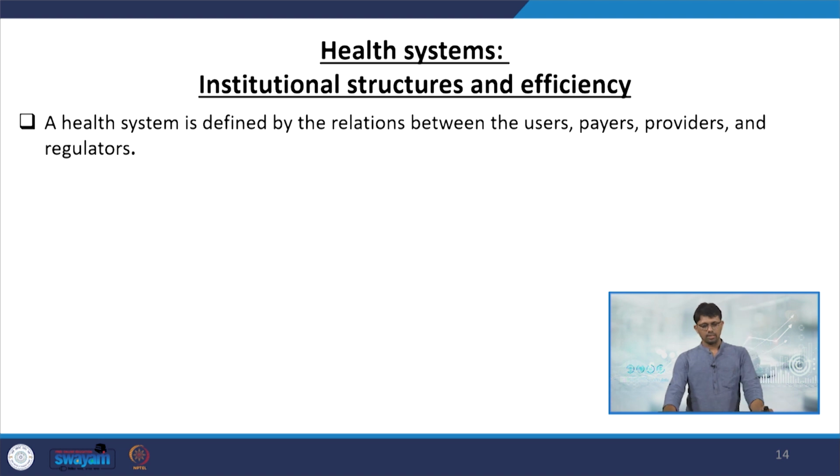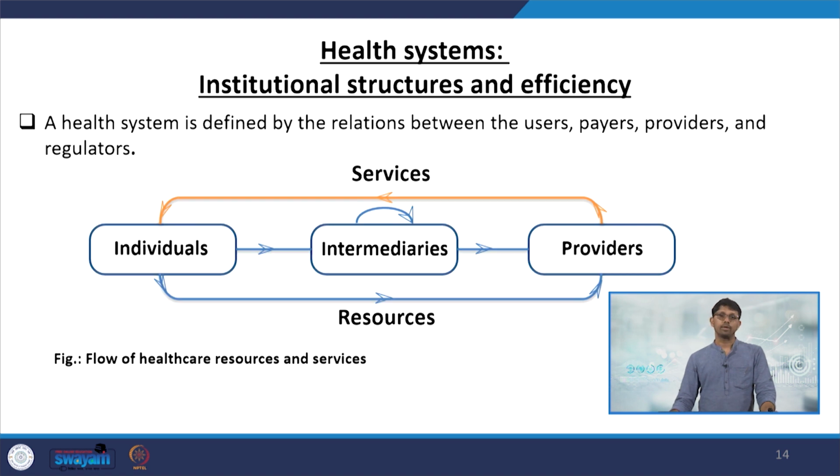Now we are discussing the health system through its institutional structure and its efficiency. A health system is defined by the relations between users, payers, providers and regulators. And who are the entities? Largely they are the individuals and the providers. In between, the flows of resources or services are cyclical in nature. The flows might be through resources or might be through services. The provider of course provides the services and the individual provides the resources with which the services can be made.